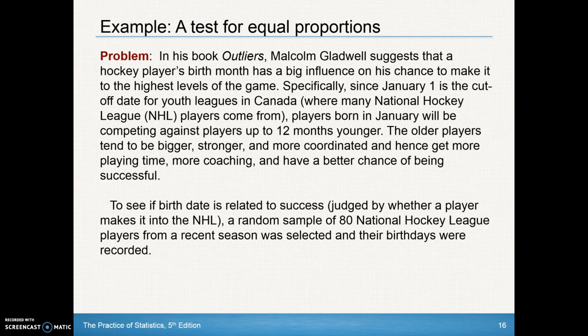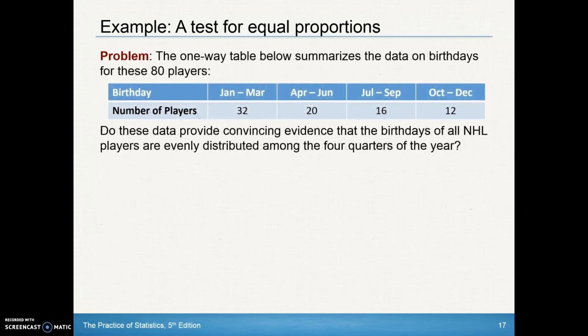To see if birthday is related to success, judged by whether a player makes it to the NHL, a random sample of 80 National Hockey League players from a recent season was selected and their birthdays were recorded. So here's our problem. The one-way table below summarizes the data on birthdays for these 80 players. We divided that into the quarters of the year. So the first 3 months, that's the first quarter, 32 players out of the 80 made the NHL, et cetera, for each of the different quarters of the year.